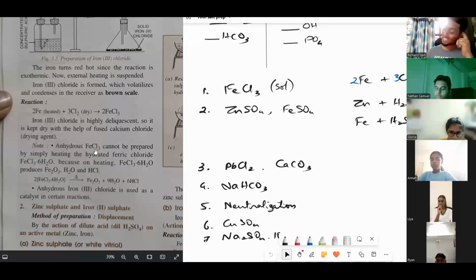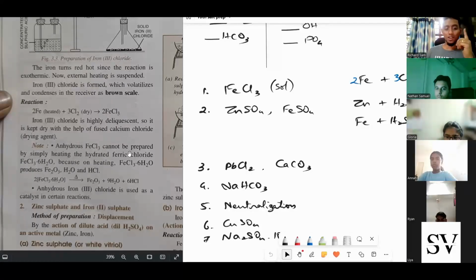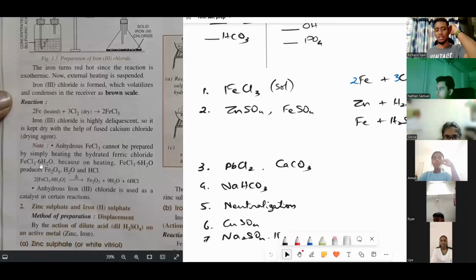Note, anhydrous FeCl3. Anhydrous means FeCl3 without water. Anhydrous FeCl3 cannot be prepared by simply heating hydrated ferric chloride. Normally you can, because if you heat it, the water will evaporate. But in this case, you cannot just take hydrated iron chloride and heat it, because on heating, FeCl3.6H2O produces Fe2O3, iron oxide, that is rust, water, and HCl. So it forms a different reaction. You can't just remove the water from hydrated iron chloride.